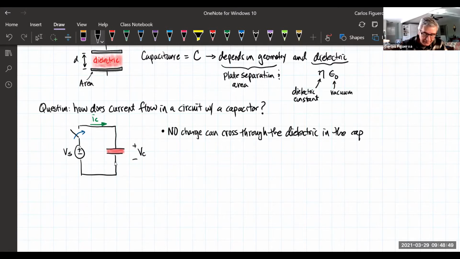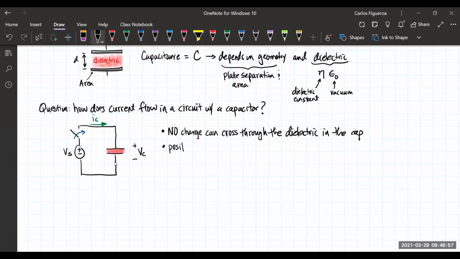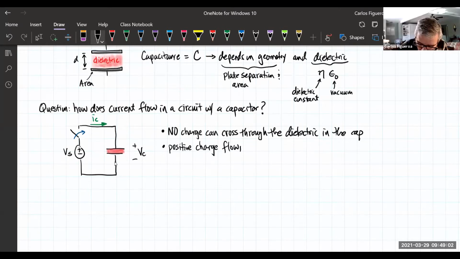There are a couple of things here. We always assume that we have positive charge flowing. So as positive charge flows, you start off with neutral metal plates. If I have positive charge flow, I get a buildup of charge on the upper plate.